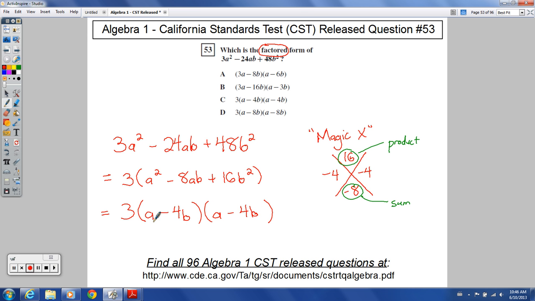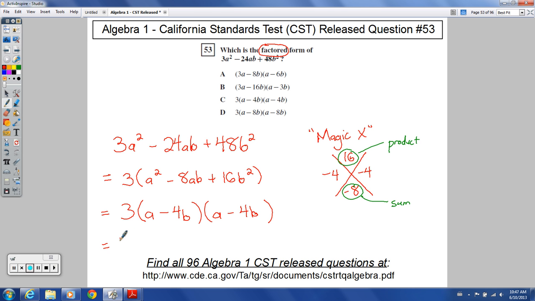If you FOIL this back out, I'm not going to write this down, but you'd have for your first term a squared. Your outside term, the O part of FOIL, you'd have negative 4ab. Same thing for the inside part, negative 4ab. And then last you'd have positive 16b squared. If you combine together the outside and inside pieces, negative 4ab minus 4ab more, that'd give you negative 8ab, getting you back to where you started. And so we know this has to be the correct factored form.